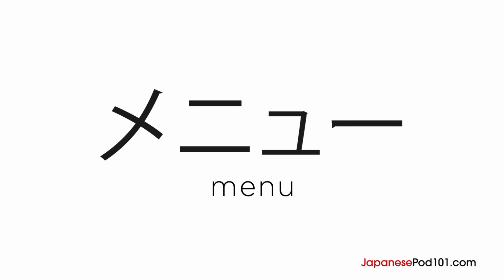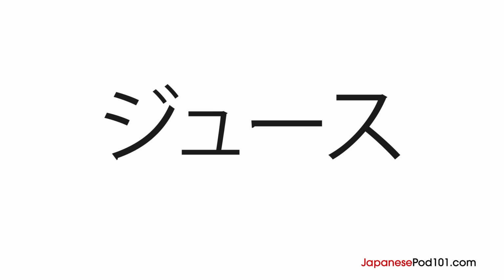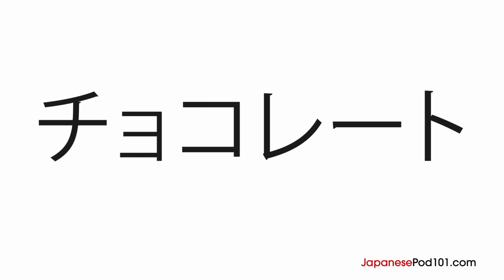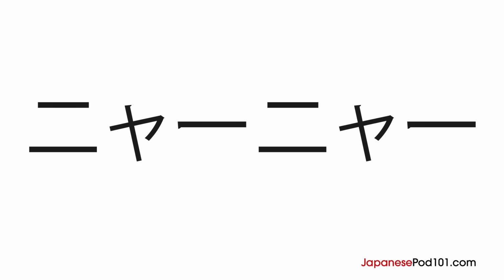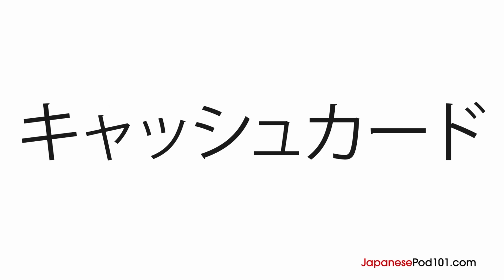Menu. This means menu. Juice. It's juice. T-shirt. It means t-shirt. Barbecue. This means barbecue. Chocolate. This is chocolate. Nya nya. This is a cat meow in Japanese. Cash card. This refers to a bank card.